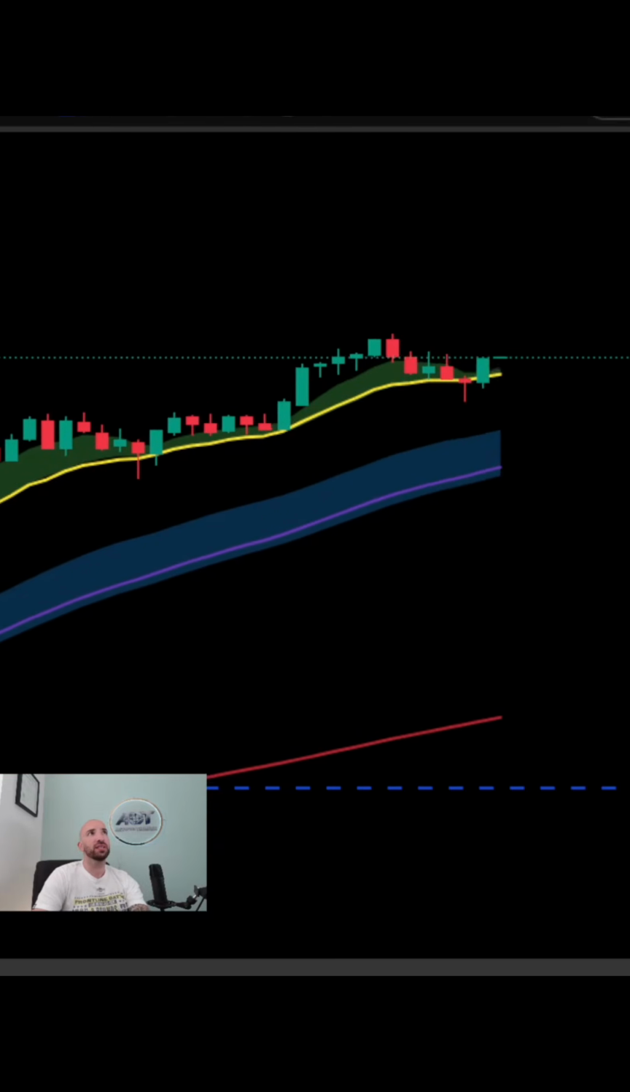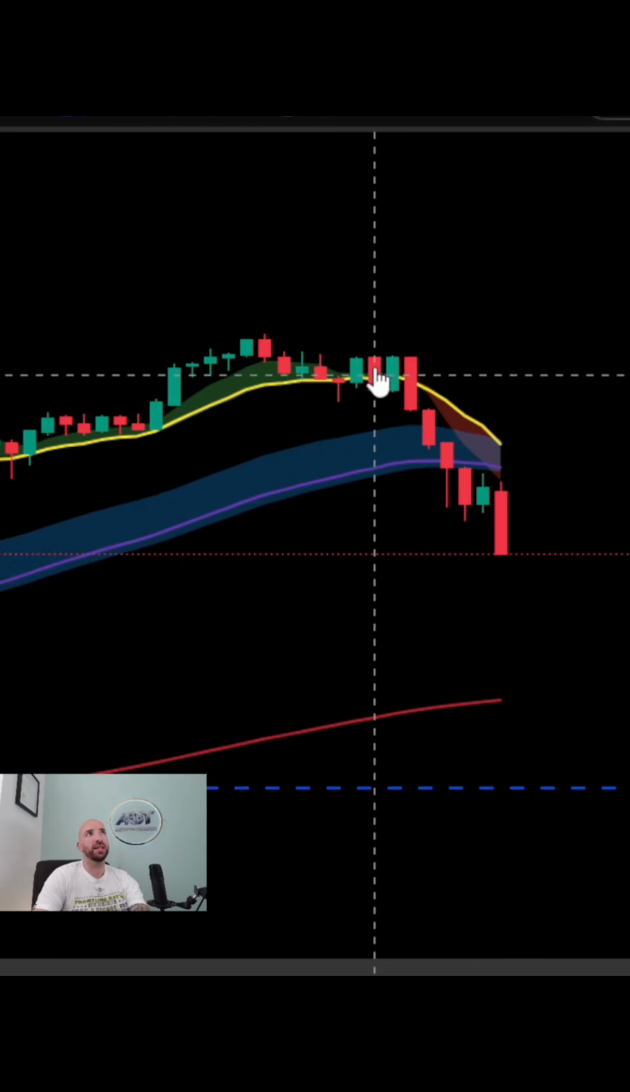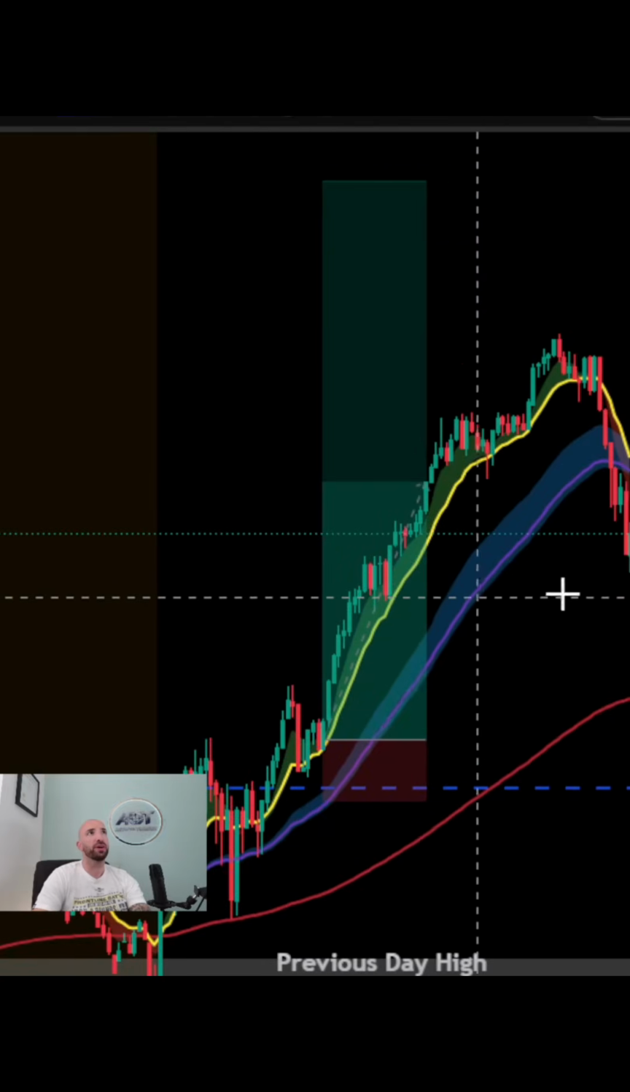And you can see here, look at this thing, right? And that's when I got out. Right here underneath this 13 EMA, that's where I got out. And that's how we were able to print $300 on this, all right?